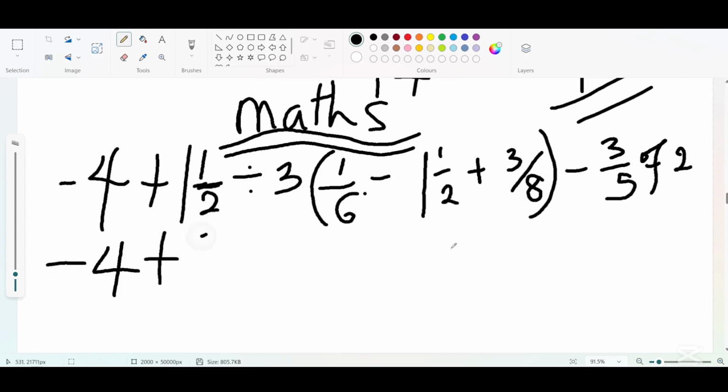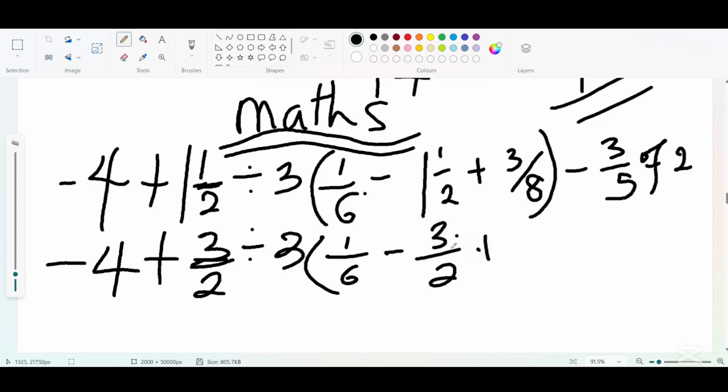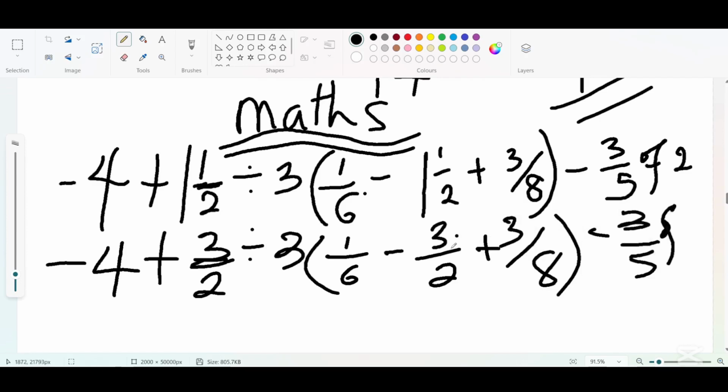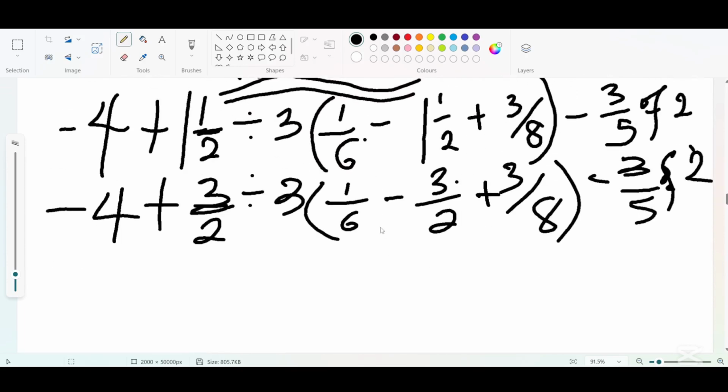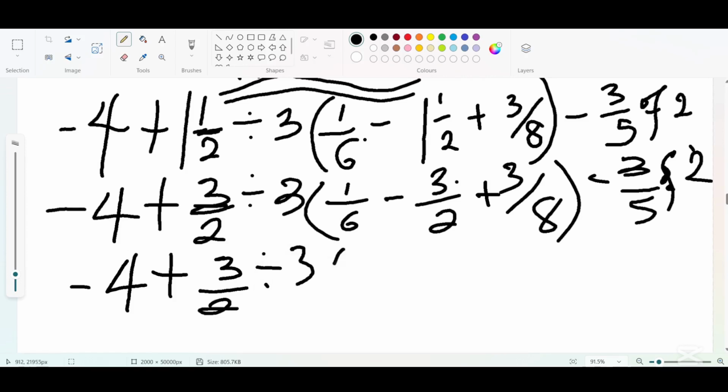And that's going to be 3 all over 2 divided by 3, 1 all over 6 minus 3 all over 2 plus 3 all over 8 minus 3 all over 5 of 2. The next thing we want to do is find the LCM of the denominators, and as we can see, the LCM of the denominators 2, 6 and 8, like we did the other time, is 24. So it's going to be minus 4 plus 3 all over 2 divided by 3. So we have 24 being the LCM.